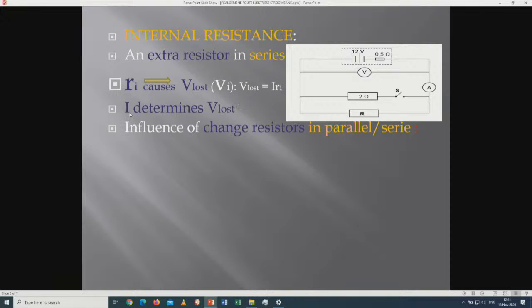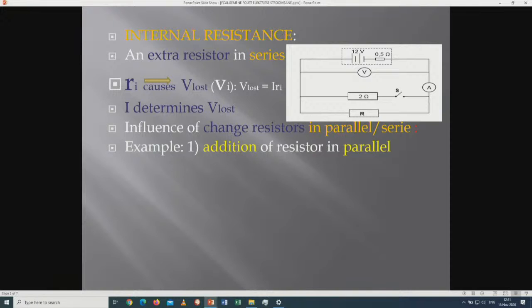So remember, current determines V lost. If there's a change in current, there's a change in V lost. Now, what is the simplest way of changing a current in a resistor? You can't change the battery or the cell, otherwise you have a new circuit, a new scenario. So the best way of changing the current in the circuit is changing your resistors in parallel or series. For example, if you add a resistor in parallel, what will the influence be?